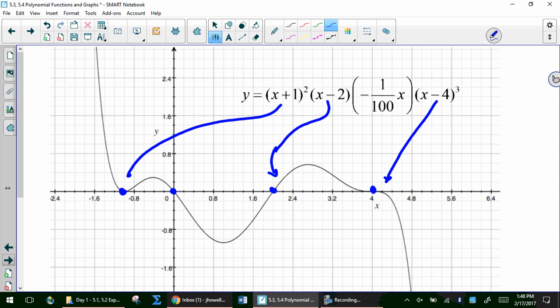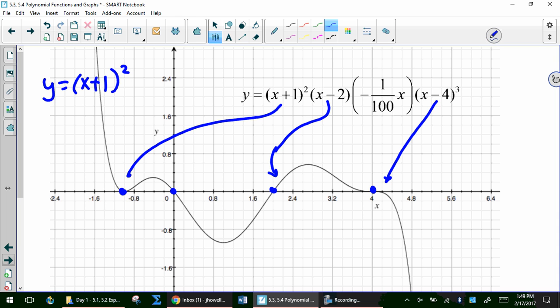This is x plus 1 squared. When we saw this in a quadratic, what did I say? We saw it was a parabola. Look at what happens here. What kind of root would x plus 1 squared be if we were just to graph y equals x plus 1 squared? A double root. Does this cross the x-axis at this point?